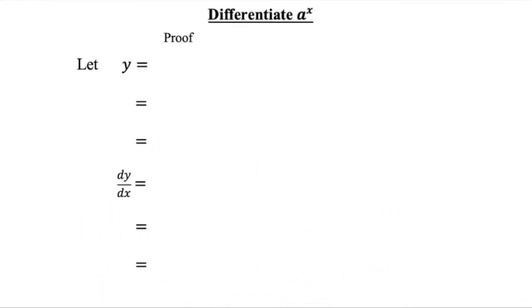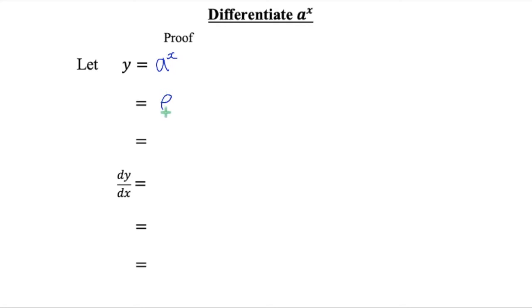We're going to look at how to differentiate a to the x. There's a formula that we're going to use, and first of all we're going to derive that formula. First thing we're going to do is let y equal a to the x. We're now going to do a little trick. We're going to think, well, we don't know how to differentiate a to the x, but we do know how to differentiate e to the x.